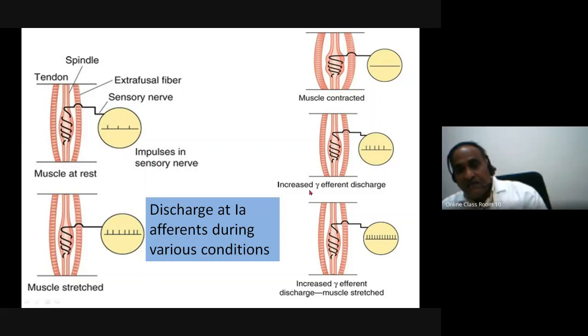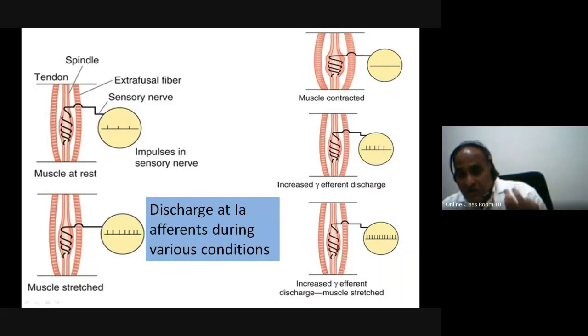So now, in conditions where there is increased gamma efferent activity, gamma motor neuron activity, what happens? Even at rest, the resting discharge is increased. Here, if you just see 3, and here it is 5. Resting discharge is increased. What does it mean? Partially the muscle is contracted, what we call hypertonic. This is a hypertonic situation. So this is a partial state of contraction, increased muscle activity. This is when gamma efferent activity increases.